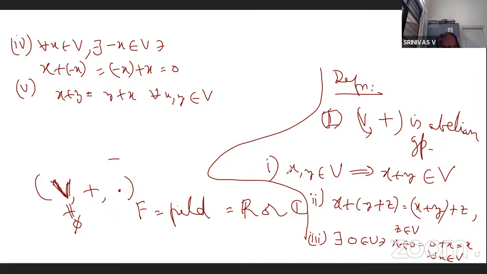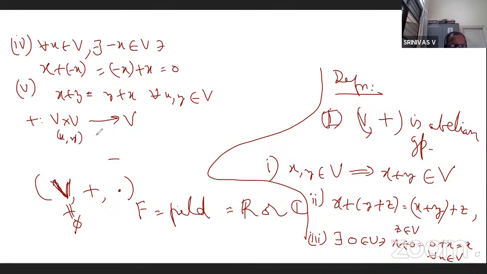The properties 1 to 4, that is group properties plus commutativity, make V plus an abelian group. After this we want a scalar multiplication on V like this. In fact, what is happening is this plus is a mapping from V cross V into V, because it is closed. This x and y are coming from the Cartesian product V cross V.